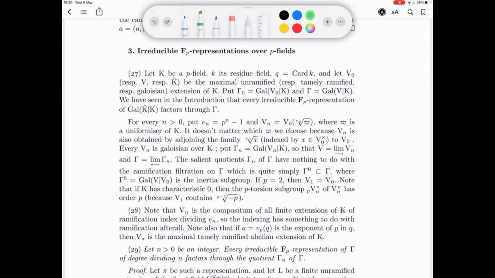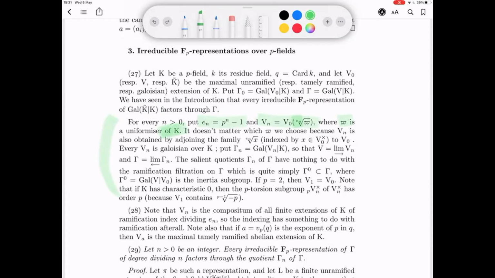Okay, so that was the thing which must have been explained in the introduction, and so now we are basically interested in the irreducible representations of gamma. That's one. Okay. So you have some more notation before we can actually come down to it. So for every n, you have En, which is p to the n minus 1, and then an extension Vn of V naught, which is obtained by adjoining an Enth root of pi, where pi is a uniformizer of k.